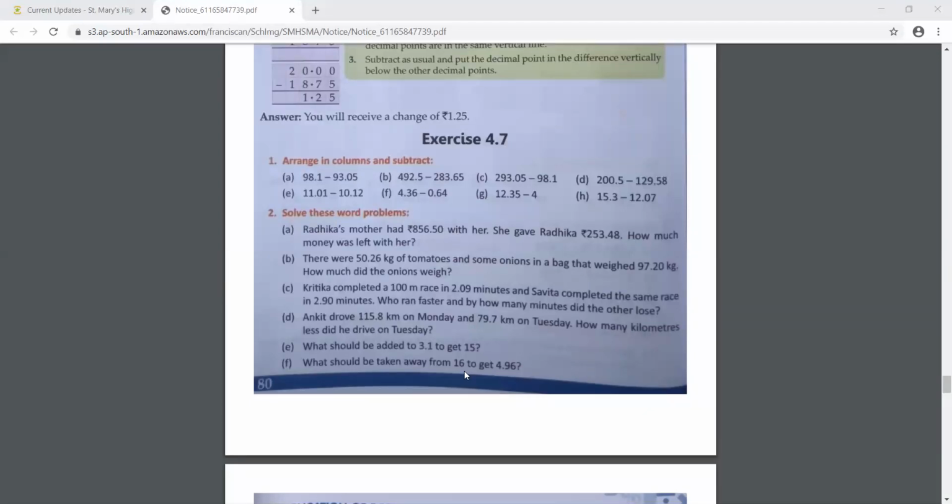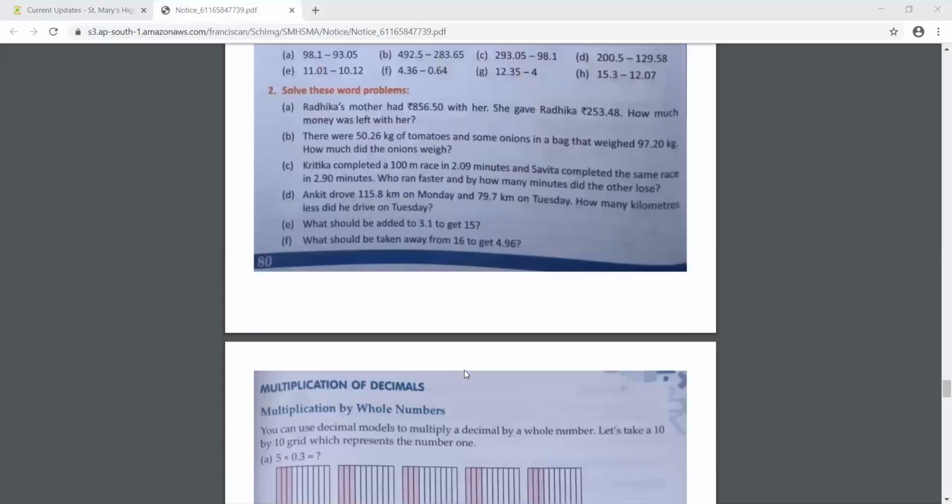So with the help of 6 and 4, how can you get 2? From 6, if you subtract 4, you will get 2. So here the numbers are 16 and 4.96. So again, you know that you have to subtract. Okay. So you subtract and there's no need of all the statements, just one therefore statement. After you get the answer, you write therefore, whatever number you get as the answer, the difference. This should be taken away from 16 to get 4.96.